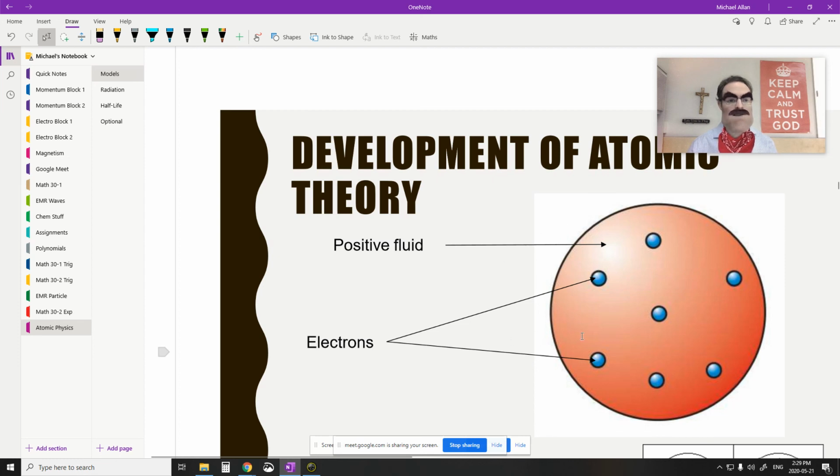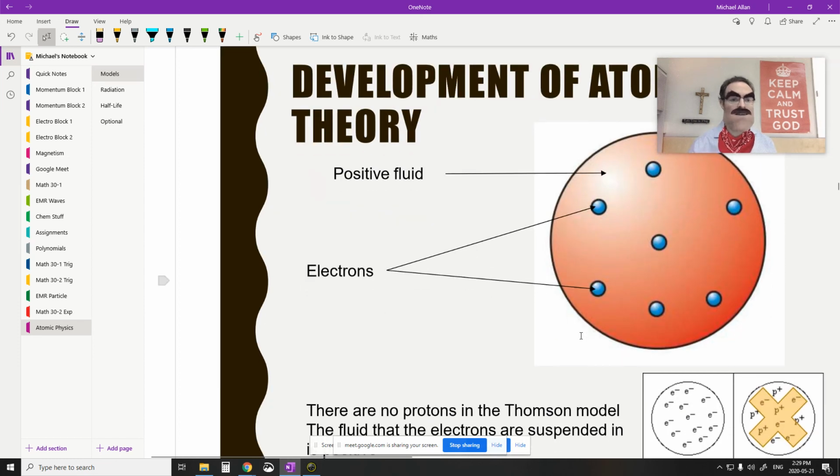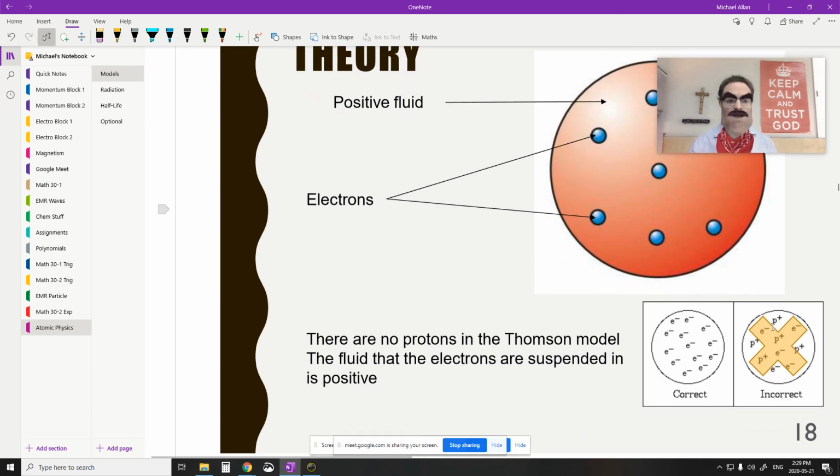Kind of just all spread out, no individual pieces. So you can see, what he thought was, he thought this was incorrect on this side here with the little positives and the negatives kind of interspersed between them. He just thought of it as negatives inside this positive fluid. Okay. So that's his model. We're going to talk about the next person, Rutherford, and how he disproved J.J. Thomson's discoveries here. Bye.